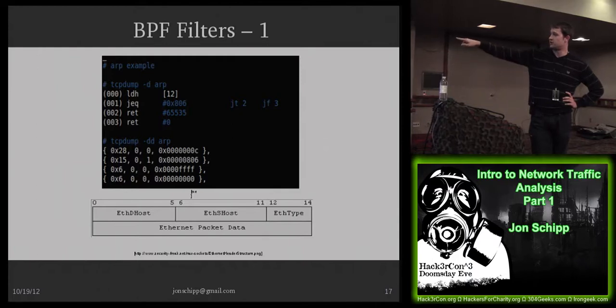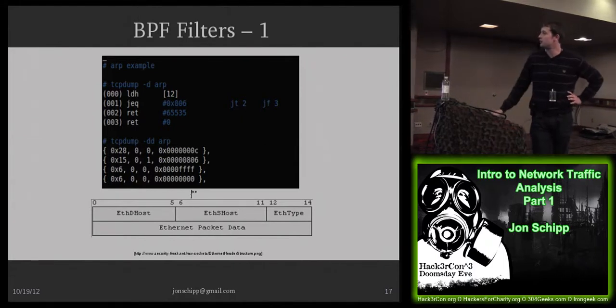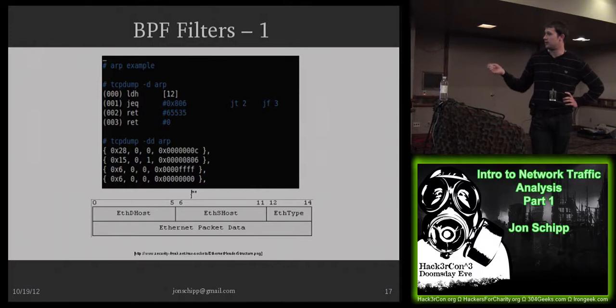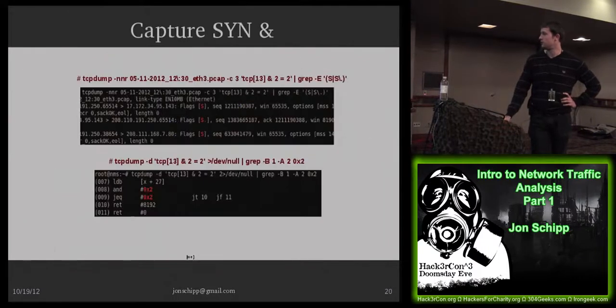The next instruction, 001, is jump equal. If that value is equal to 0x806, that basically says that the ARP bits are set in that frame. Then if that's set, return the full packet, with the value of 65,535. And if that's false, then jump to instruction 3 and return nothing. There are more technical ones, but we don't need to go through those.